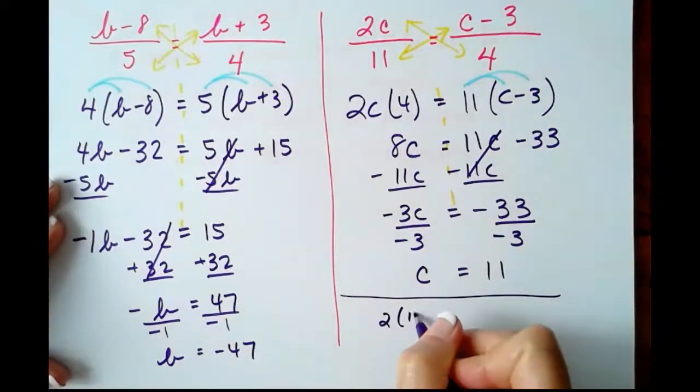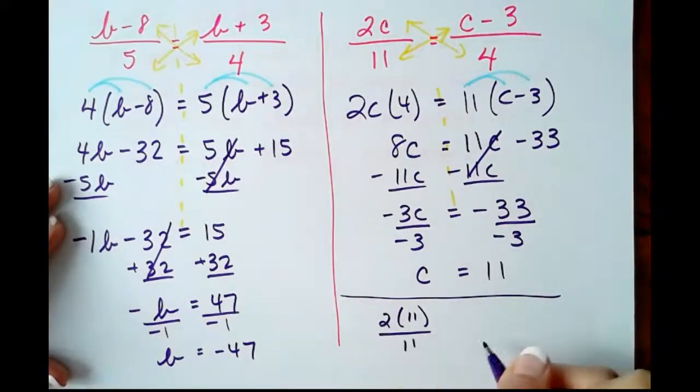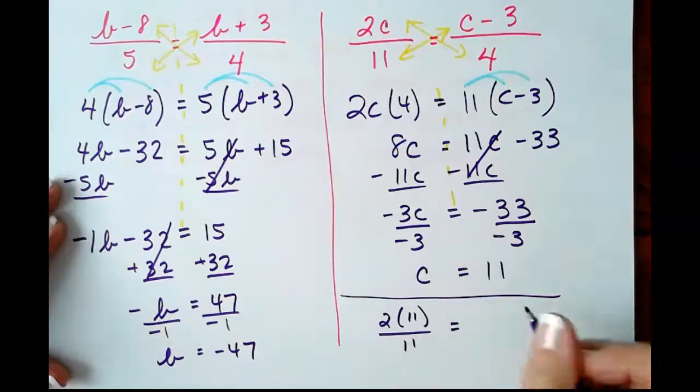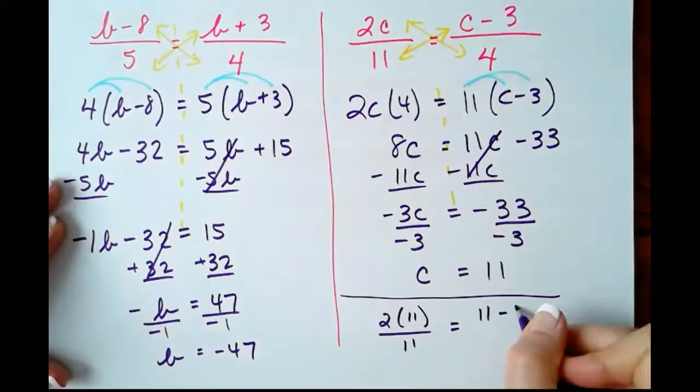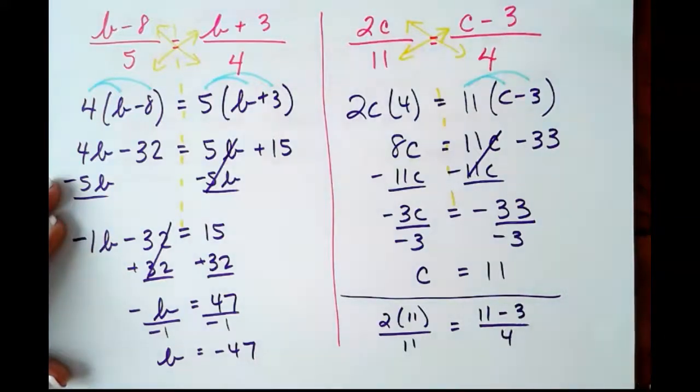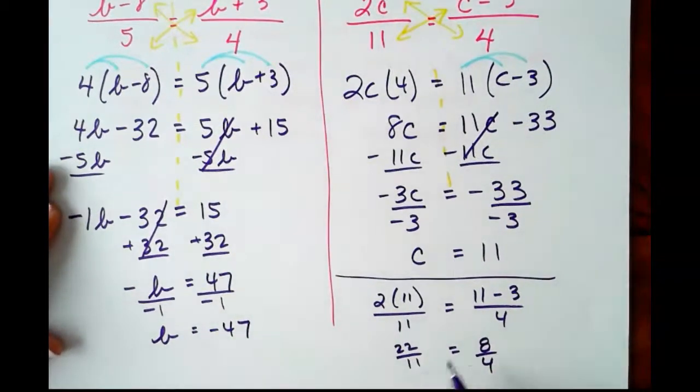2 times 11 over 11. Does that equal (11 minus 3) over 4? 2 times 11 is 22 over 11. 11 minus 3 is 8, 8 over 4. 22 over 11 is equal to 2, and 8 over 4 is equal to 2.